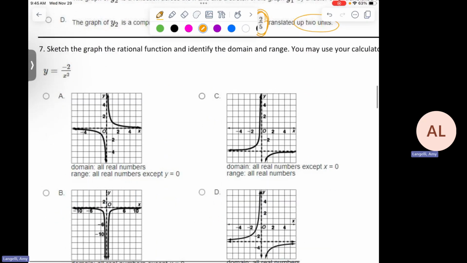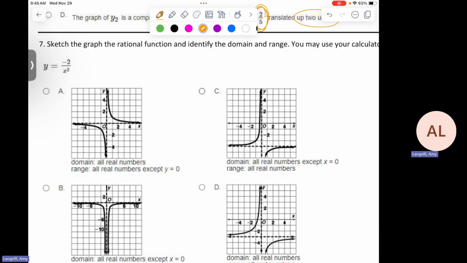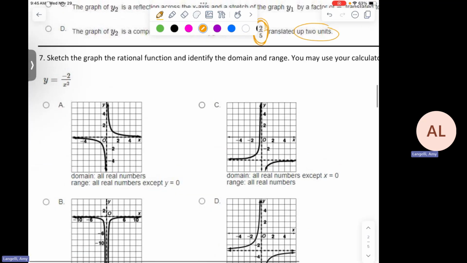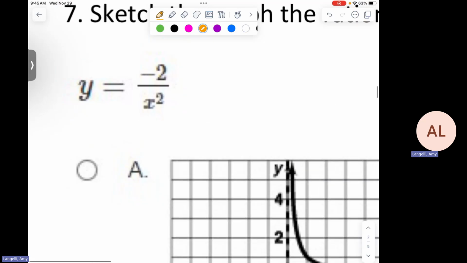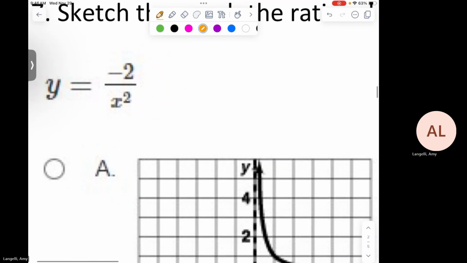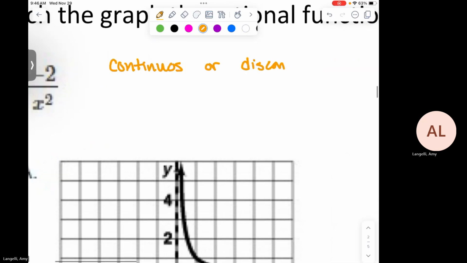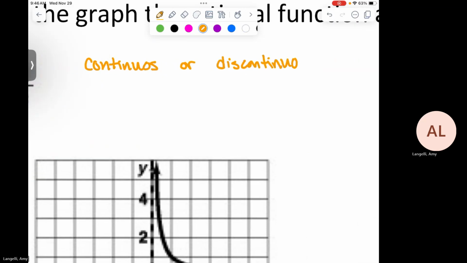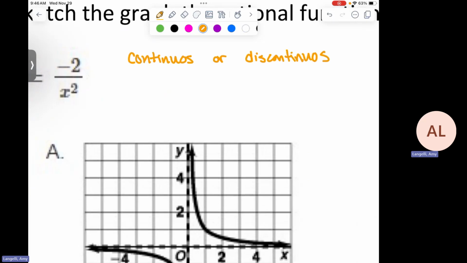All right, now we go to number 7, which is a review from yesterday's information. Sketch it, find the domain and the range. You may use your calculator to check. I'm going to go through a couple things from yesterday, if I may, please. I'm going to ask you a few questions. Is this continuous? Or is it discontinuous? That's my first question from yesterday's assignment. It is discontinuous. Very good.